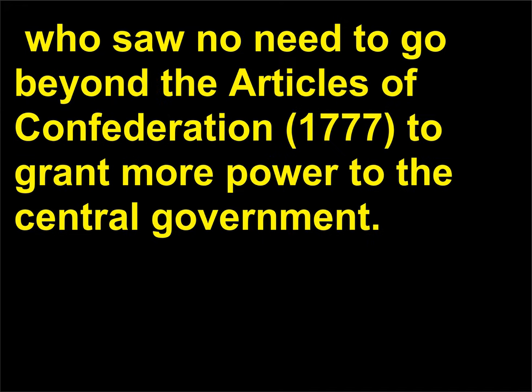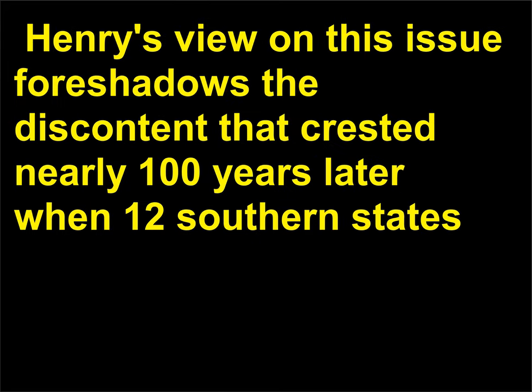including governor of their states, and Patrick Henry, 1736-1799, of Virginia, who saw no need to go beyond the Articles of Confederation, 1777, to grant more power to the central government. Henry's view on this issue foreshadows the discontent that crested nearly 100 years later when 12 southern states, including Virginia, seceded from the Union, causing the Civil War, 1861-65, to break out.